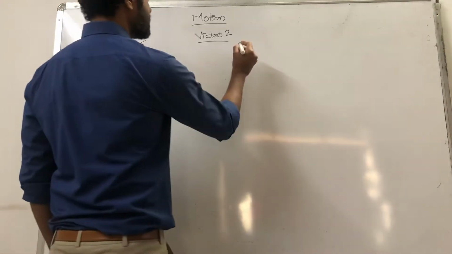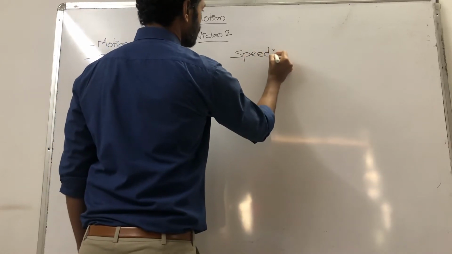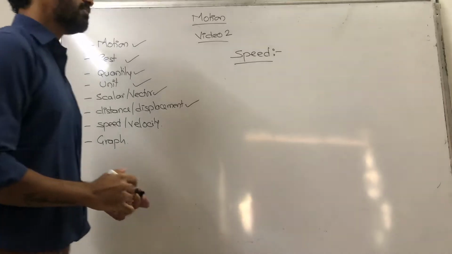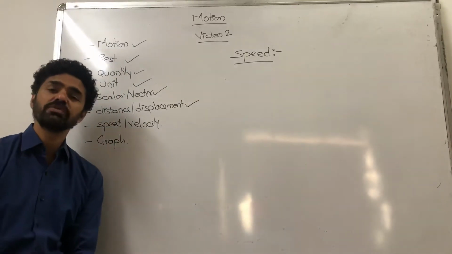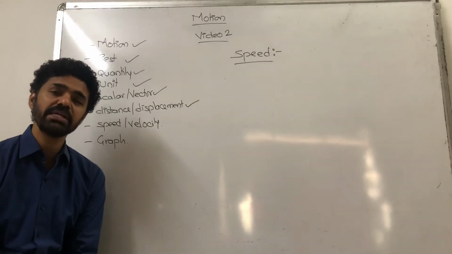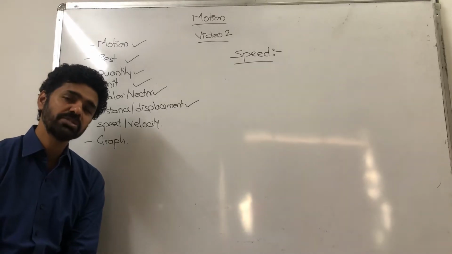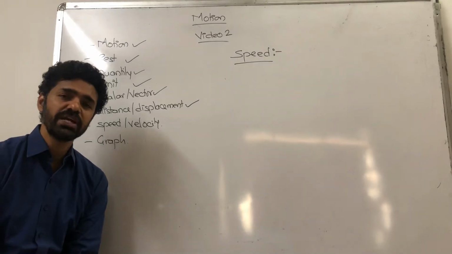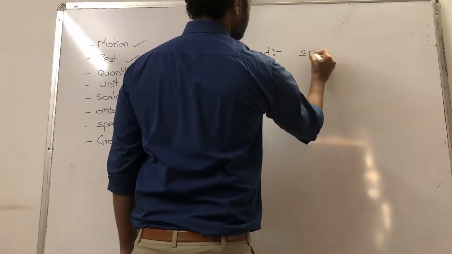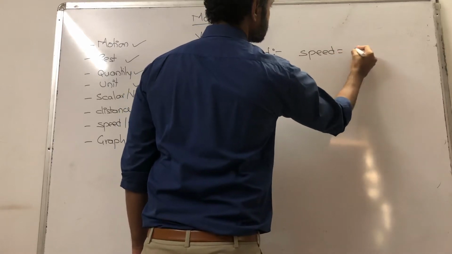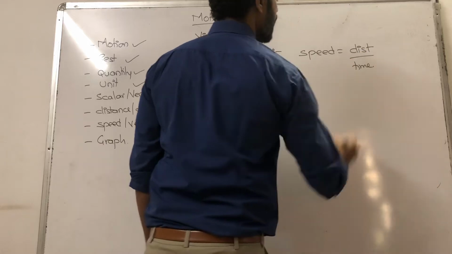First, let's understand what is speed. A term we are very familiar with. We say speed is the change in distance with respect to time. Or you could say speed is the rate of change of distance. That is, we could write it mathematically as speed is change in distance with respect to time.